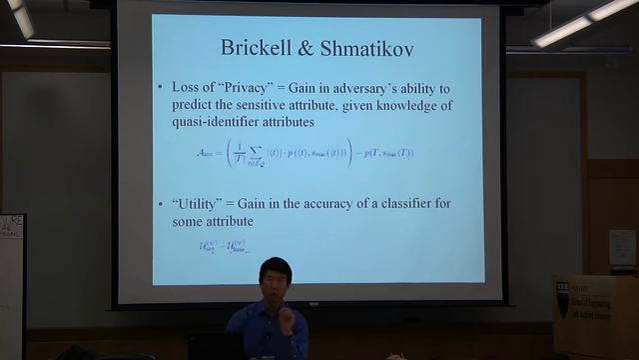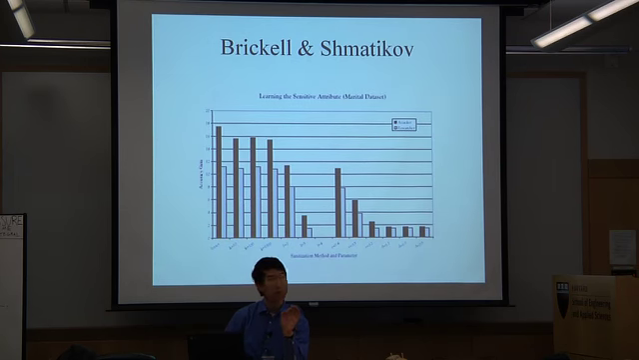Okay. But crucially important here is the question of what sort of classifier we are trying to build in this particular example. It turned out that the goal of the researcher was to build a classifier that would predict marital status. That is to say, exactly the sensitive attribute that we were trying to hide from the adversary.